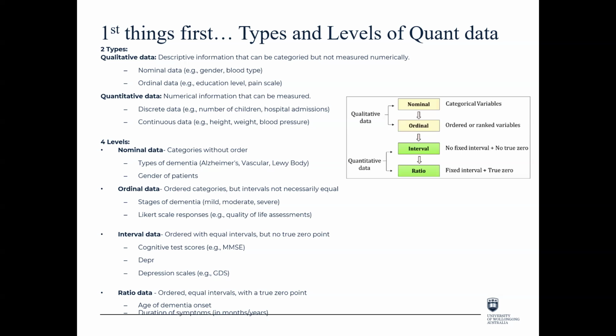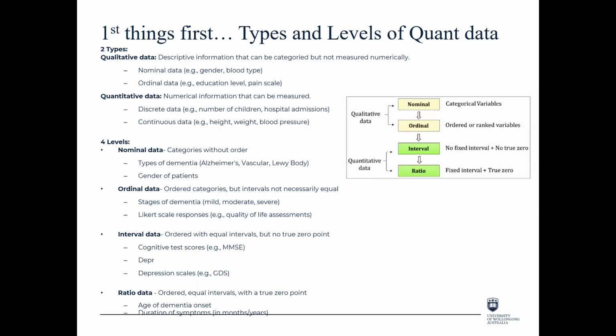And if you were using a quality of life scale or something like that, that is typically considered ordinal data, where you're saying, where someone's very satisfied to not satisfied at all. Interval data is ordered data with equal intervals, but there's no true 0 point. So cognitive test scores are things like this, or depression scale scores, things like that.